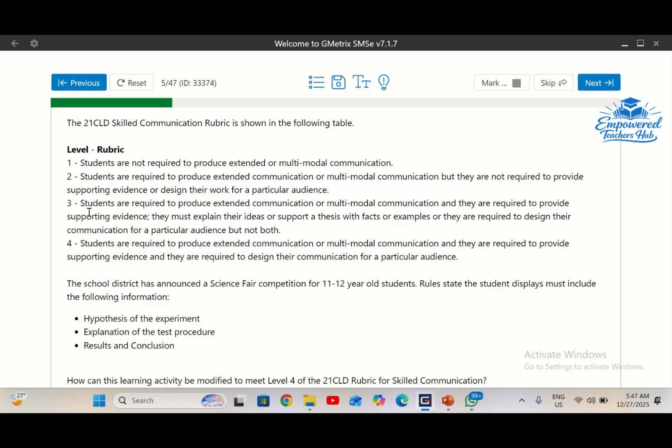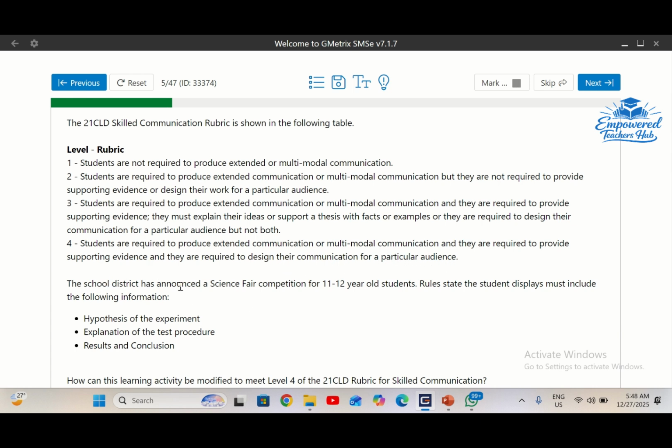Level 3. Students are required to produce extended communication or multimodal communication, and they are required to provide supporting evidence. They must explain their ideas or support a thesis with facts or examples, or they are required to design their communication for a particular audience, but not both. Level 4. Students are required to produce extended communication or multimodal communication, and they are required to provide supporting evidence, and they are required to design their communication for a particular audience.